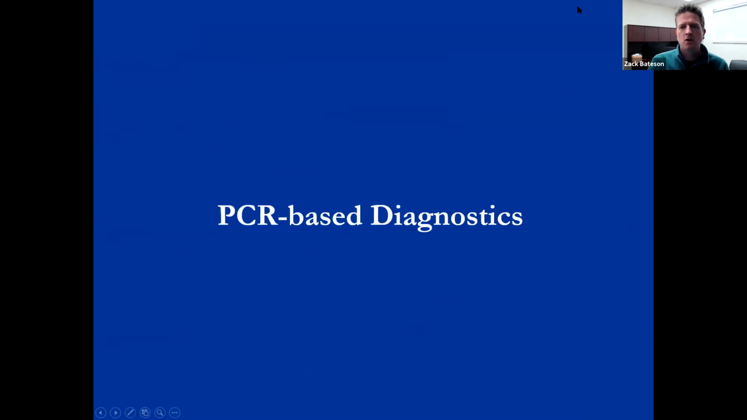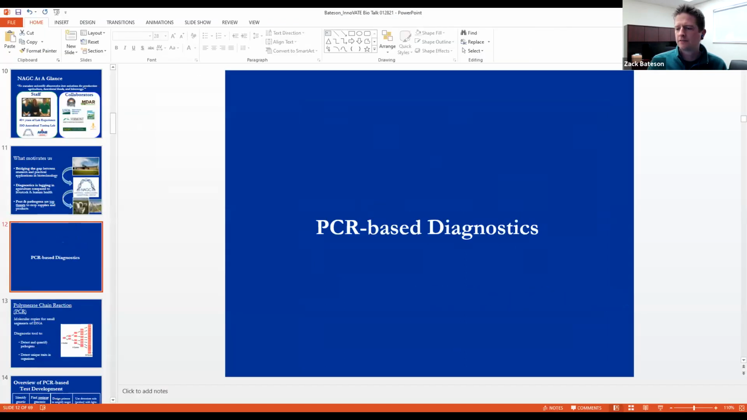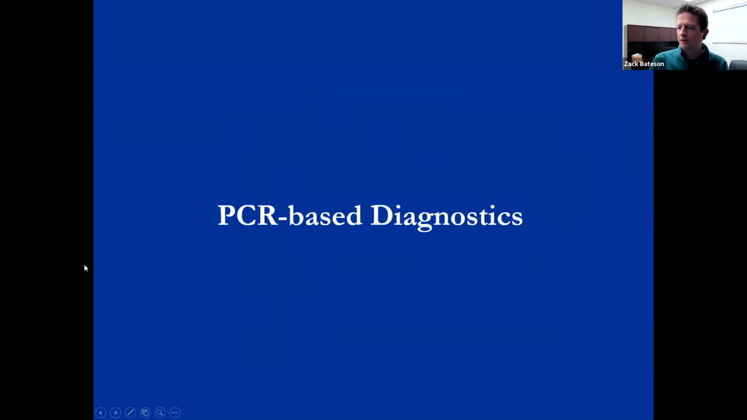So I wanted to go through our PCR diagnostic work that we do, and some of the processes that we use. Sorry, my computer just shut down.